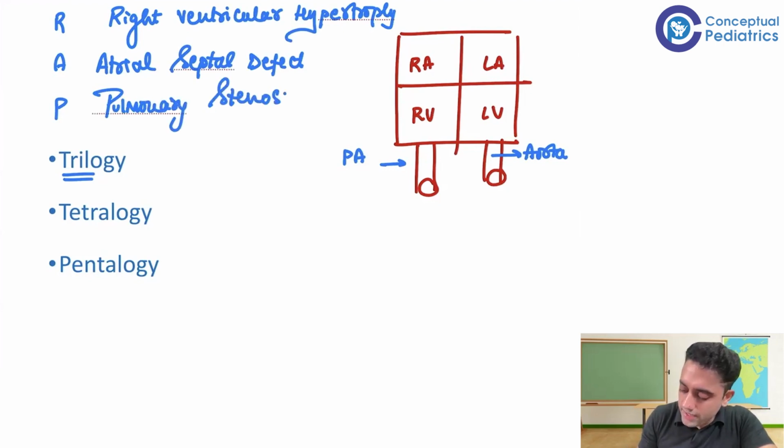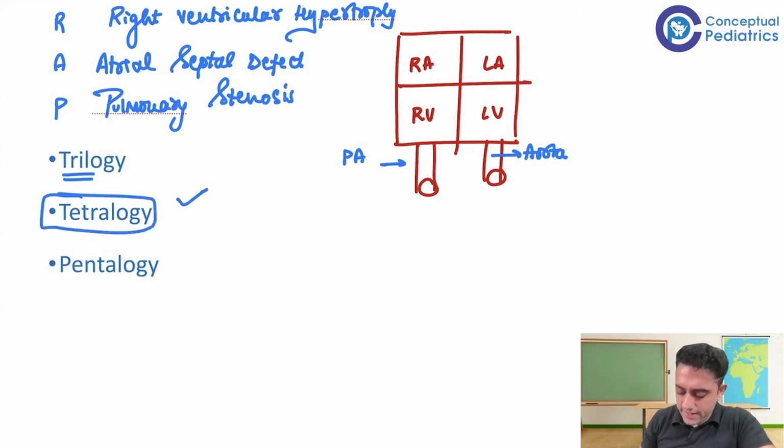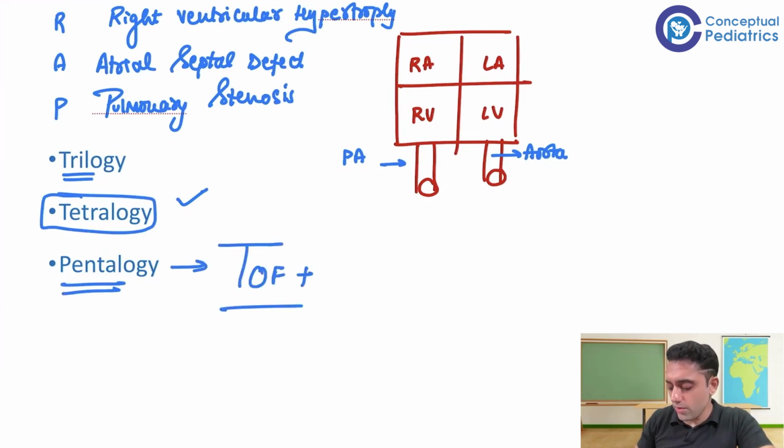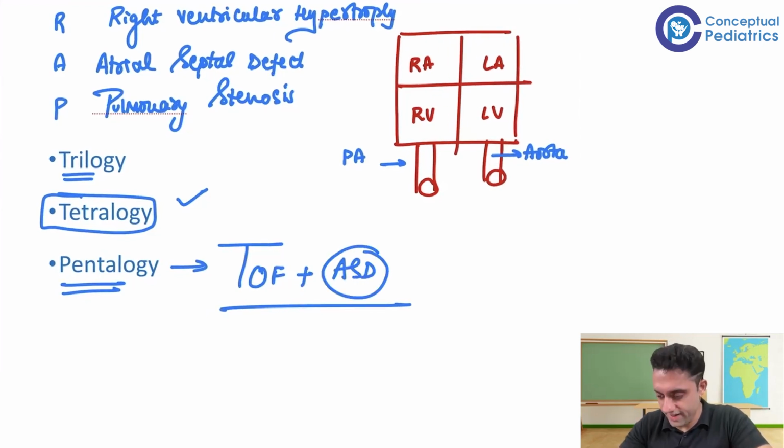So R for right ventricular hypertrophy, A for atrial septal defect, P for pulmonary stenosis. Tetralogy of Fallot we have done. What is pentalogy of Fallot? Pentalogy of Fallot means 5 problems: all the 4 problems of tetralogy of Fallot plus the 5th problem, the atrial septal defect.